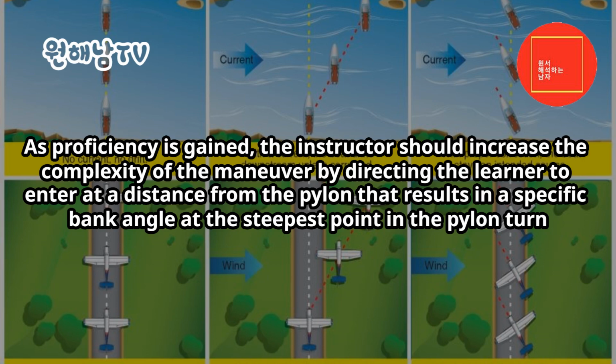As proficiency is gained, the instructor should increase the complexity of the maneuver by directing the learner to enter at a distance from the pylon that results in a specific bank angle at the steepest point in the pylon turn.